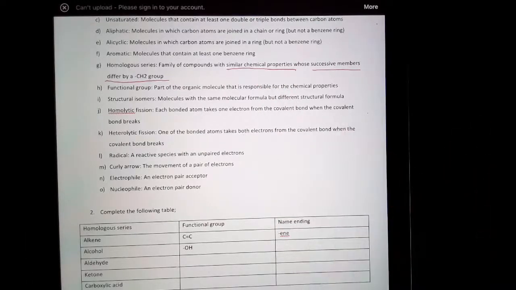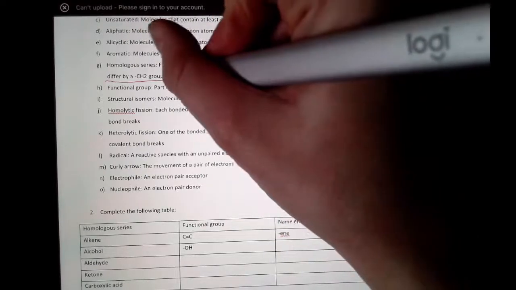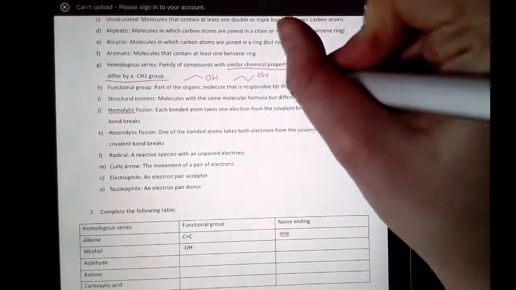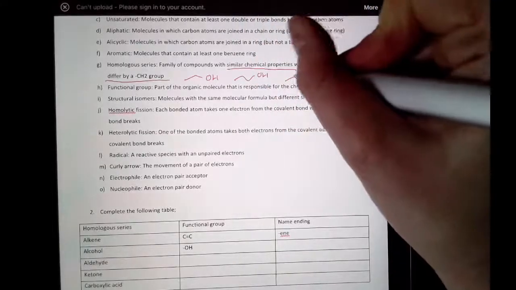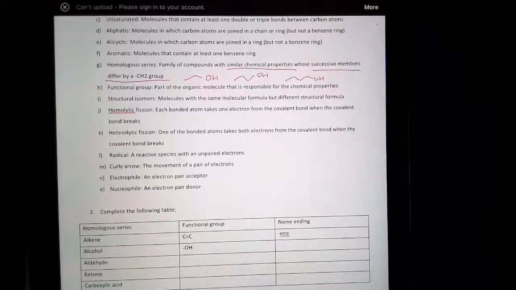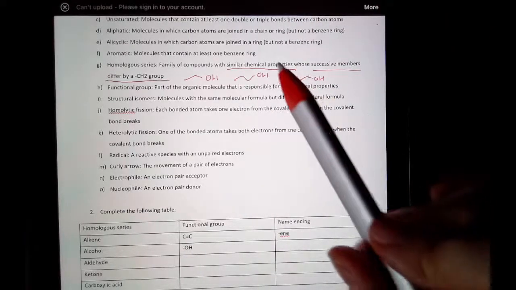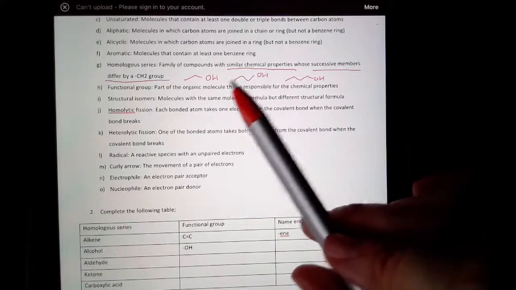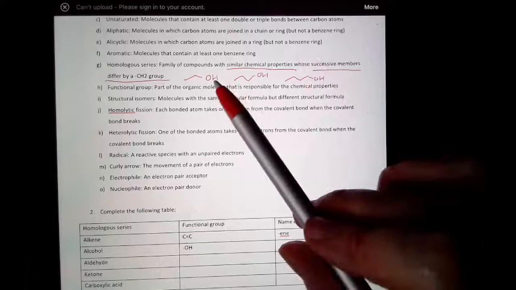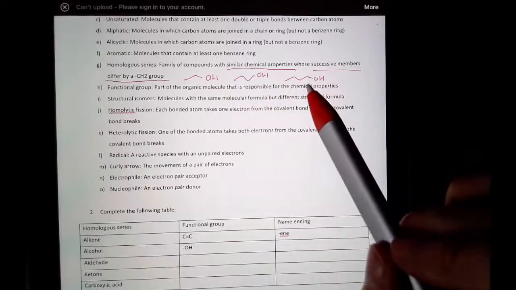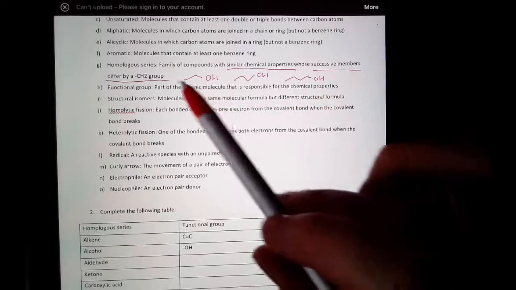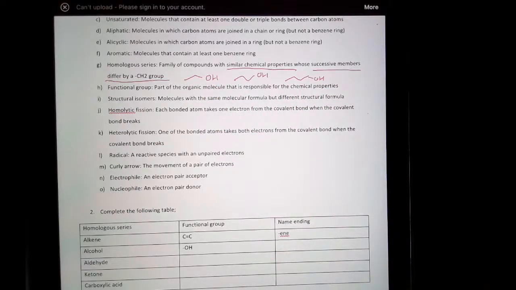So if I look at a homologous series, the alcohols would be an example. I've got ethanol, there's propanol, there's butanol. So they've all got similar chemical properties. That means that your alcohols all react in the same way. And then the successive members, ethanol to propanol to butanol, the only difference between them is you're adding an extra CH2 each time. So they're all part of the same homologous series.